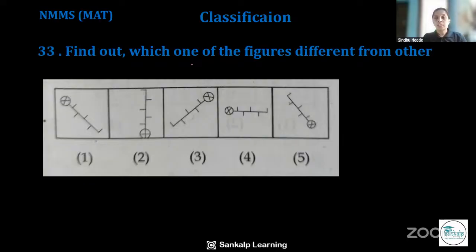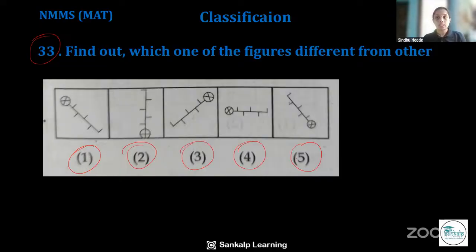Hello everyone, welcome to Sankalp Learning Solution. Let us see question number 33 of the chapter NMMS Math Classification Non-Verbal. Find out which one of the figures is different from the others. So the images are like this. Image 1, 2, 3, 4 and 5.